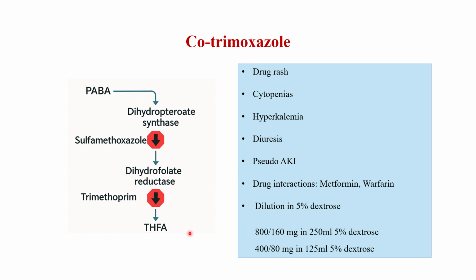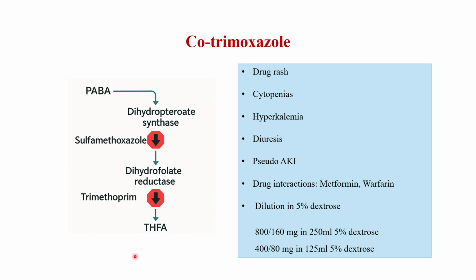So the moment you give cotrimoxazole, there can be a small spike in creatinine ranging from 0.1 to 0.3 milligrams per deciliter. You should not be worried about a slight rise in creatinine. If it is jumping from 1 to 1.3, it is more likely to be pseudo AKI. So don't worry about it unless it is gradually progressing.